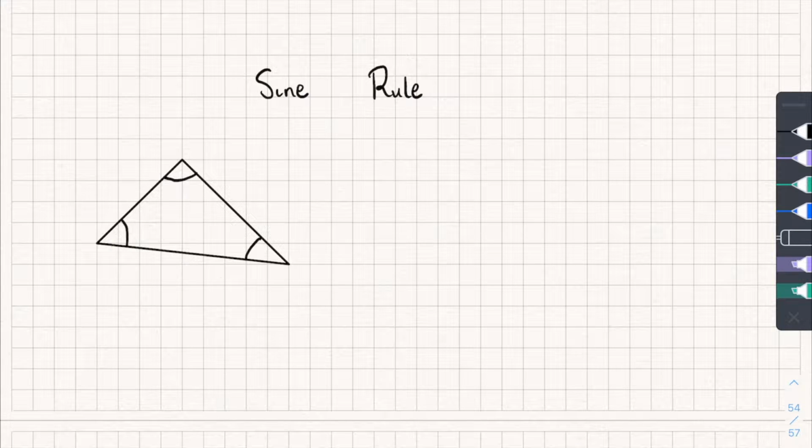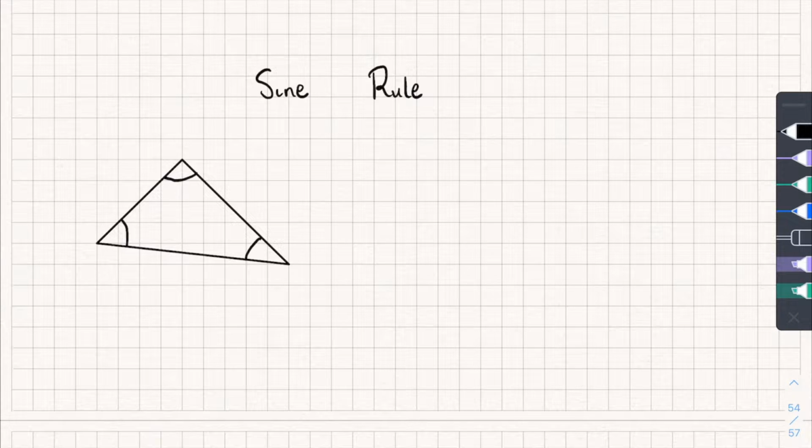Hello, today I'm going to be walking you through the sine rule, which is really easy as long as you can find a missing side using the sine rule and you know how to use inverse sine to find a missing angle. As long as you're comfortable doing calculations with sine and inverse sine, this is really easy. So the first thing we're going to do is look at how to label up the triangle, and then I'll show you the formula, and then we'll do some examples.